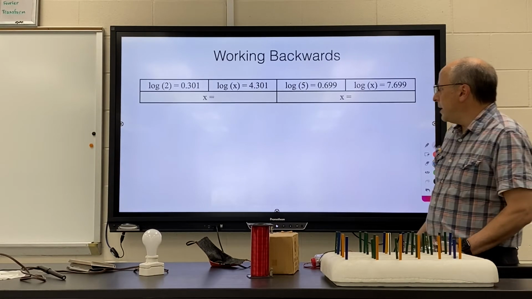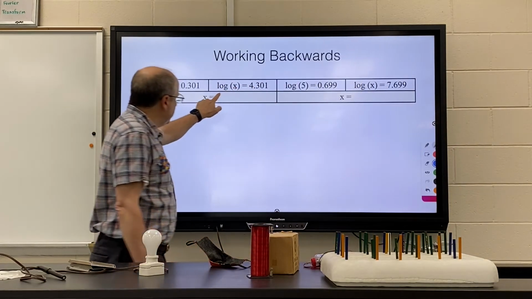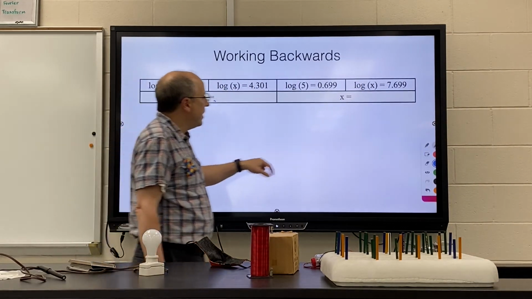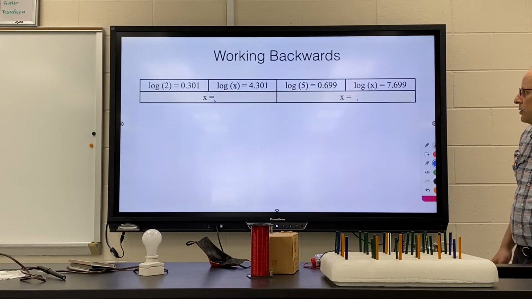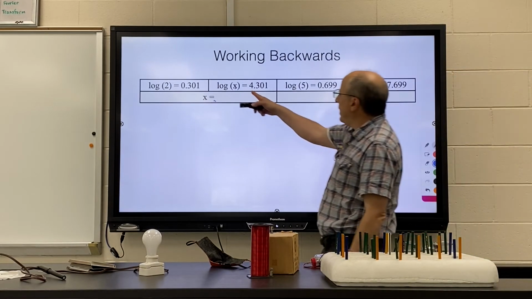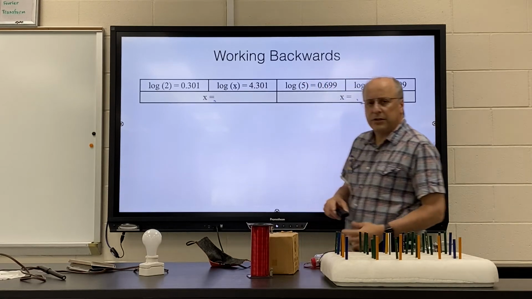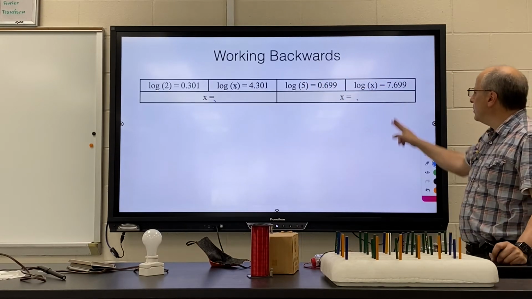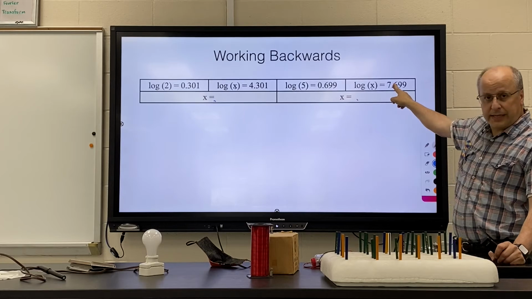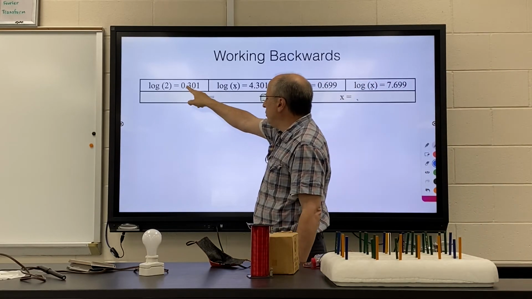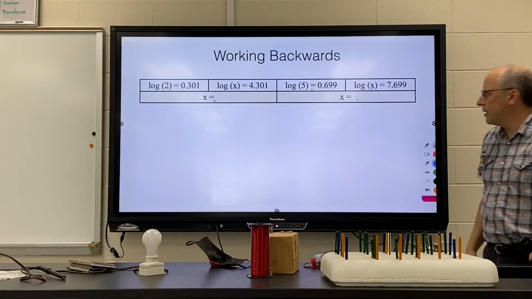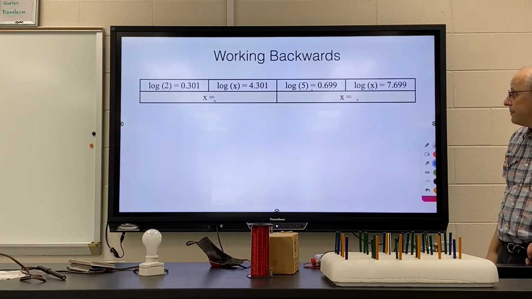Okay, so try to figure out what the x value would be for this one, and try to figure out the x value for this one. So what number would you have to take the log of to get this answer? What number would you have to take the log of to get this answer? And again, I gave you some help by telling you the log of 2 and the log of 5.